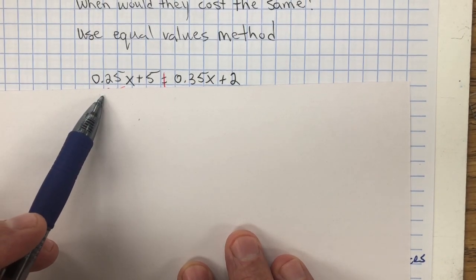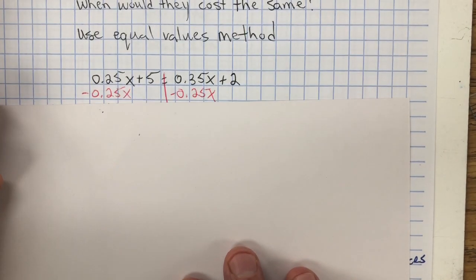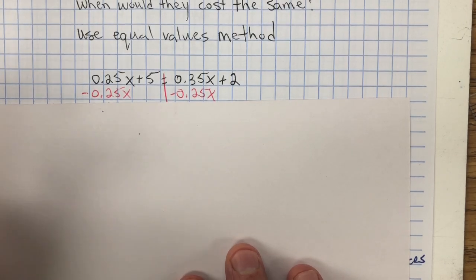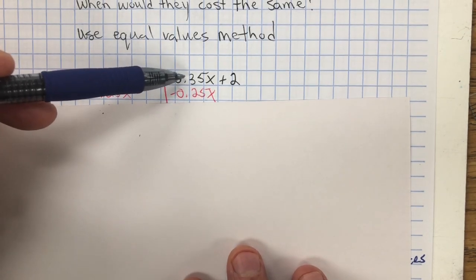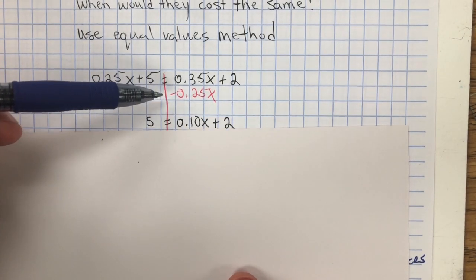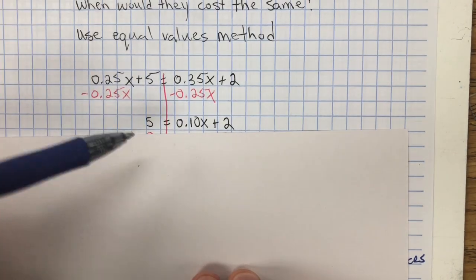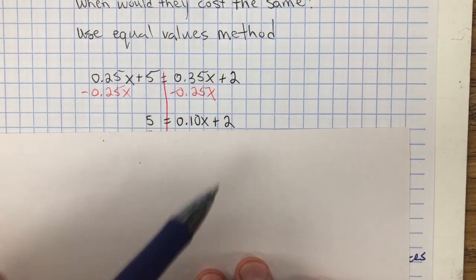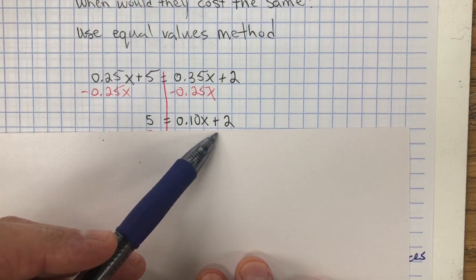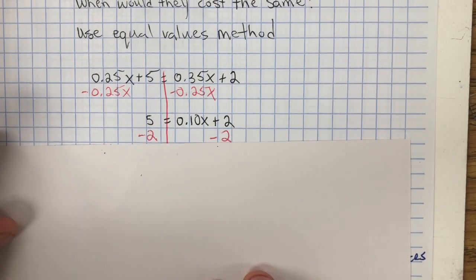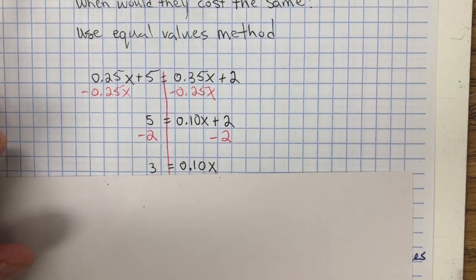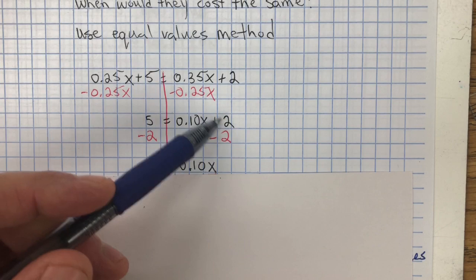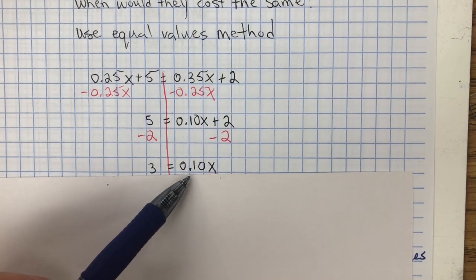So inverse property of addition is subtraction, so we're going to subtract .25x from both sides, zero pair, and .35x minus .25x is .10x. Inverse property of addition is subtraction, so subtract 2 from both sides. 5 minus 2 is 3, and 2 minus 2 is 0, zero pair. Still don't have x by itself.